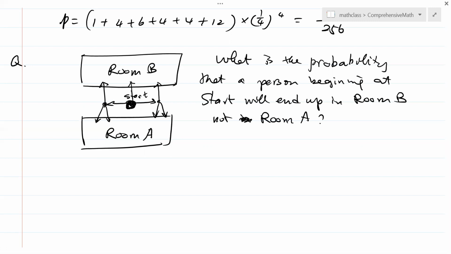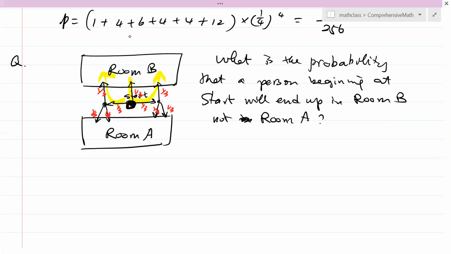All right, so let's see. The probability of going each direction, here's one third. Here's one third. This is like a tree diagram. So in order to end up in room B, you will go through here. You also go to this direction or go to that direction.